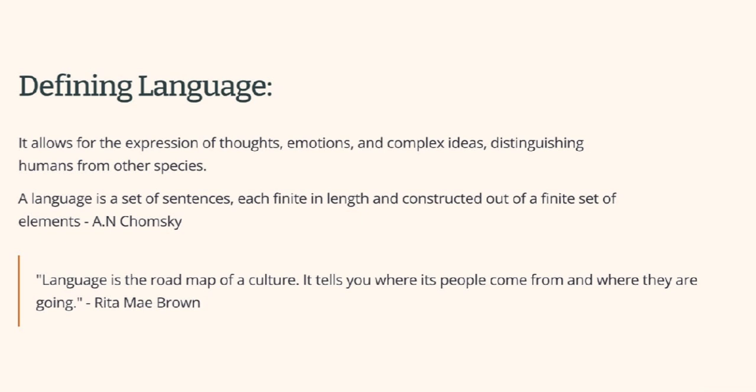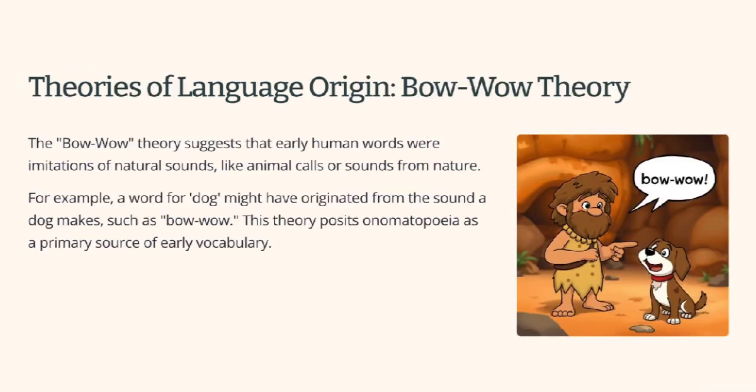Now let's go for the theories of language. The first theory is my favorite one, which is the Bow Wow theory. The Bow Wow theory suggests that early humans' words were imitations of natural sounds like animal calls or sounds from nature. Now, if you look at the picture, for example, a word for dog might have originated from the sound a dog makes, such as bow wow. In the same way, if you take a cat, it will be meow, right?